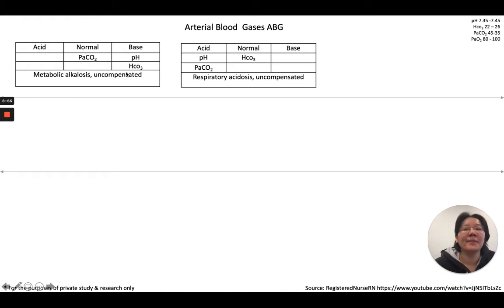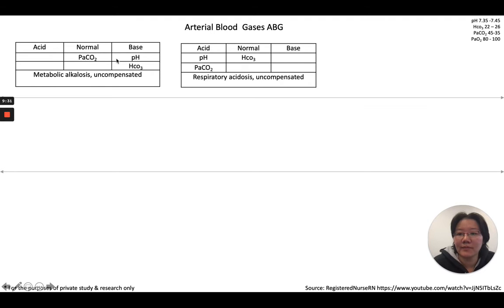So the first one, of course you have to know the ranges. pH 7.35 to 7.45. Left side is acid and right side is base. HCO3 22 to 26. PaCO2 should be 35 to 45, but 35 is going to be base, so that's why I swap them around. That way it's easy to remember. Left is the acid, right is the base. So PaCO2 45 to 35, PaO2 80 to 100.